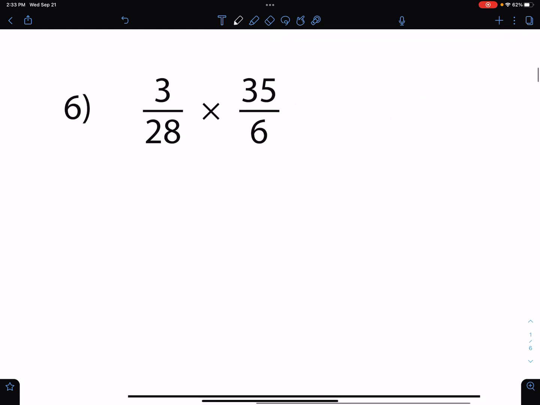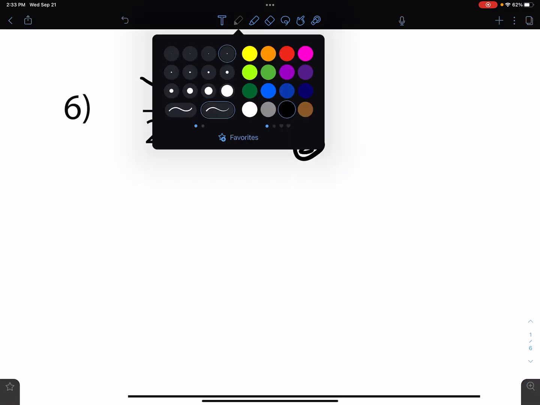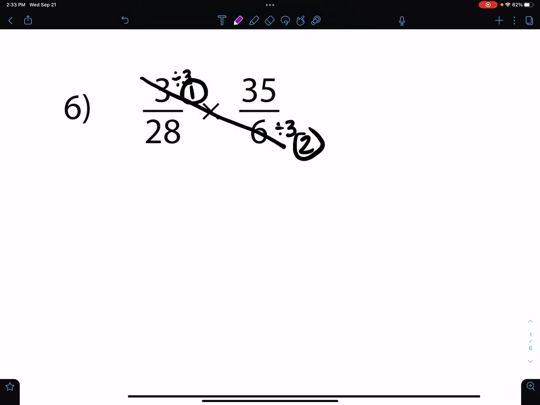Okay, over here, I'm going to do the same thing and look for what they have in common. These two both have a 3 in common. So I'm going to divide them both by 3. This one will become 1. This one will become 2. These two, I need to do some count bys. So I'm going to do 35 is divisible by 7. That makes 28 divisible by 7. So I'm pulling 7 out of both of them.